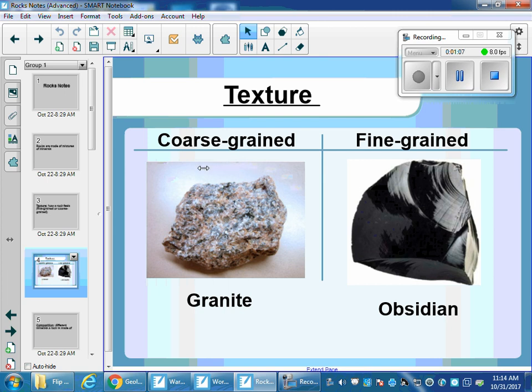You can also actually see the different crystals that it is made out of. If you look, you can see different parts there, different colors. You can tell it's rough and bumpy. That is coarse-grained. On the right, we have obsidian, which is also made from lava. And it is fine-grained. You cannot see the different crystals, and if you were to touch that surface, it would be pretty smooth compared to our granite over here on the left.